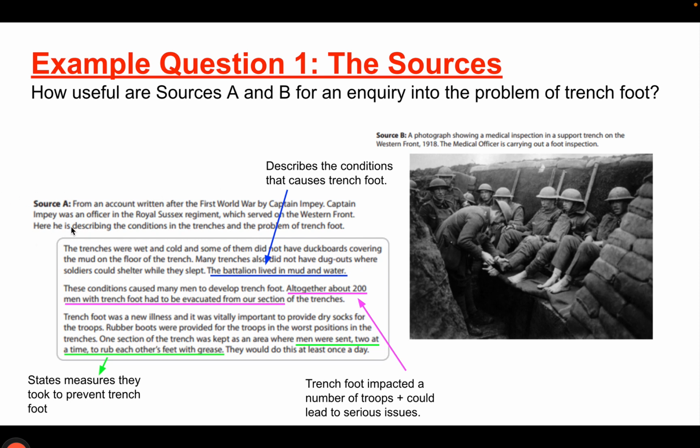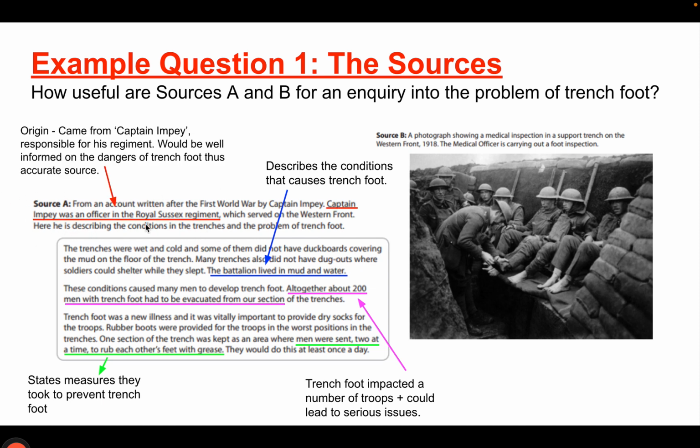But we also need to take into account the provenance of the source, and for this I have gone into the origin aspect. There are 3 sections: nature, what it is, origin, when and where it comes from, and the purpose of the source. All 3 of these things can impact its usefulness. The origin of this source is that it came from a captain who was responsible for his regiment, and because he was responsible for his regiment, he would have been well informed on the dangers of trench foot, because he would have been responsible for their safety and well-being, and so what he is saying is more than likely accurate and well informed.